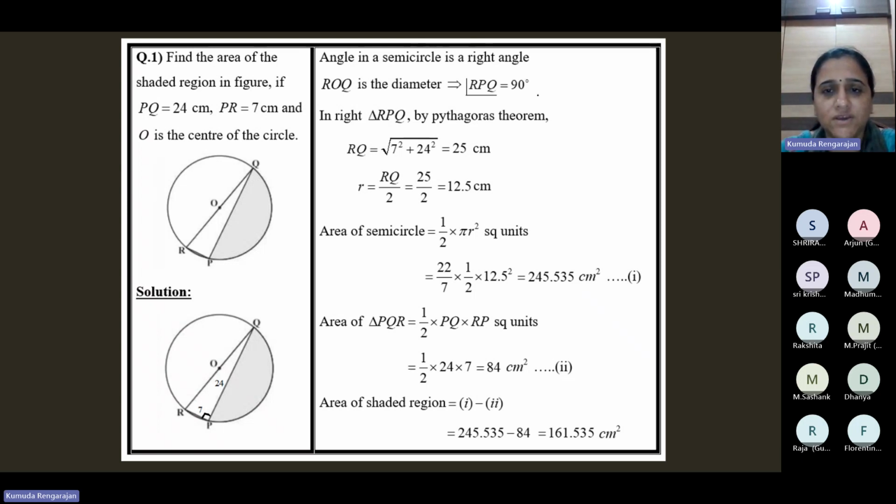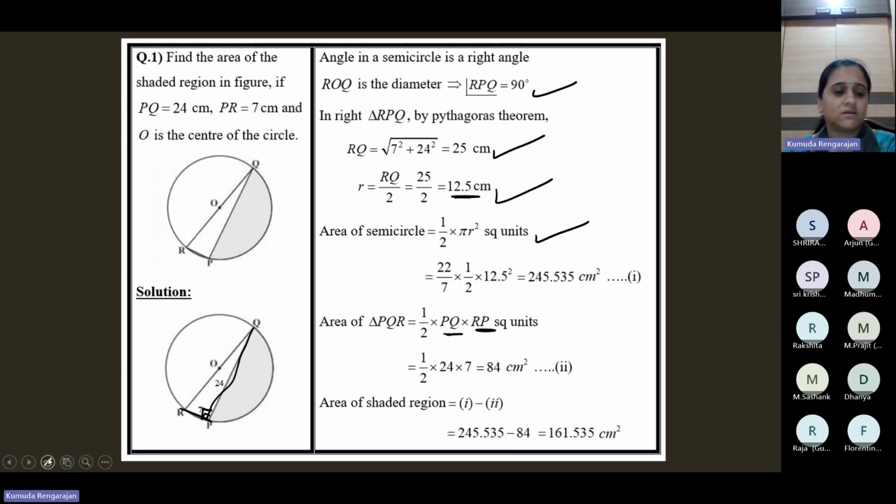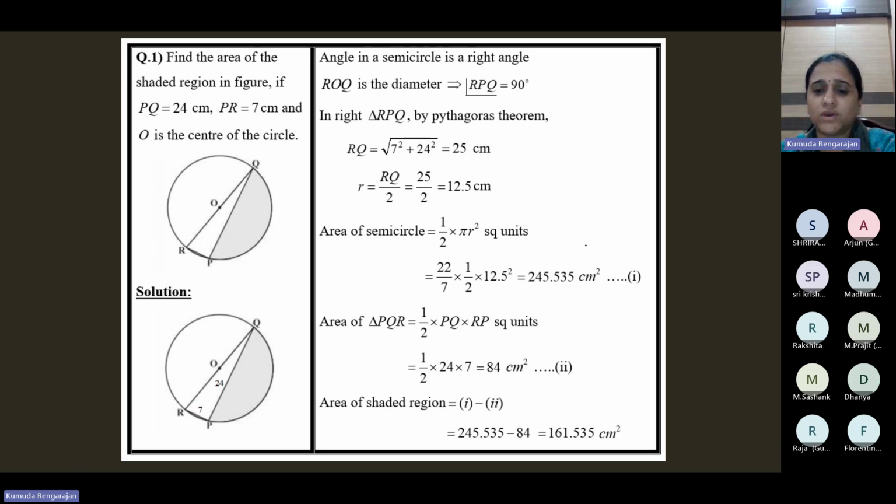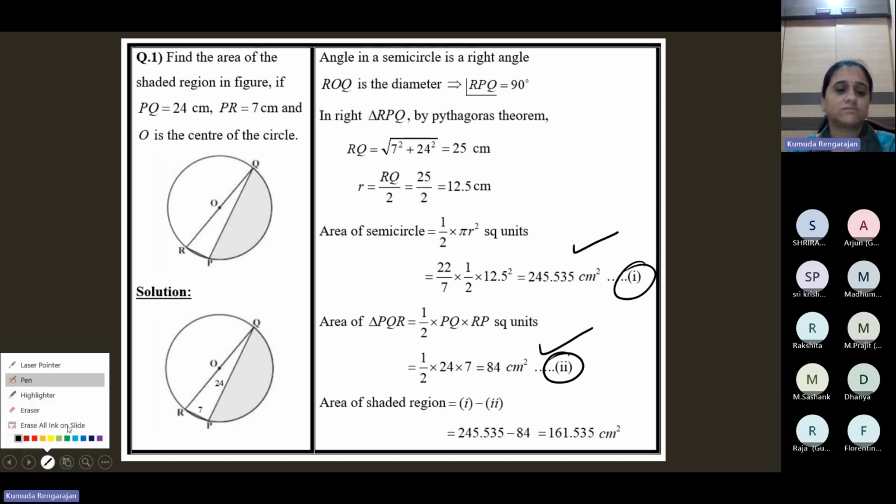So I've mentioned the right angle here. Then by Pythagoras theorem, we find the hypotenuse or the diameter RQ. The radius is half of that. Then the area of the semicircle is half of pi r square. R we just found. Area of the triangle is half base into height, half PQ into RP, half this one into this one, because the sides containing the right angle. So area of semicircle, area of triangle, the difference, 1 minus 2, will give you the area of the shaded region.